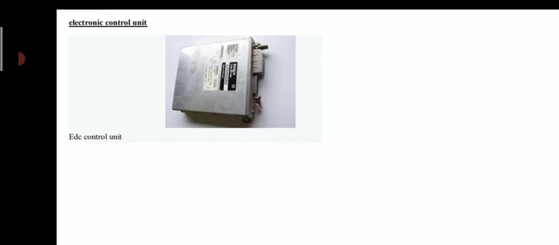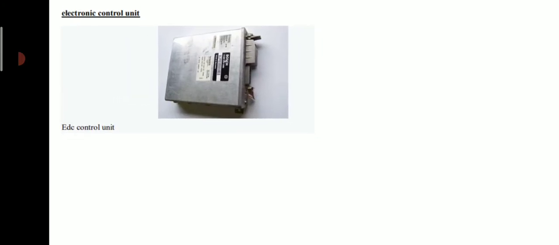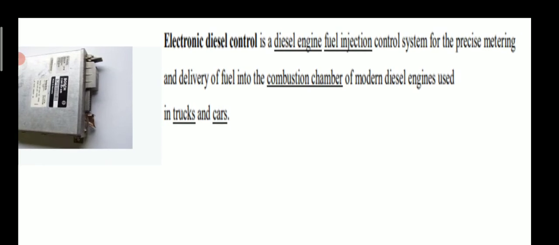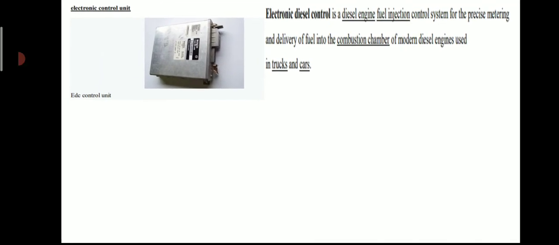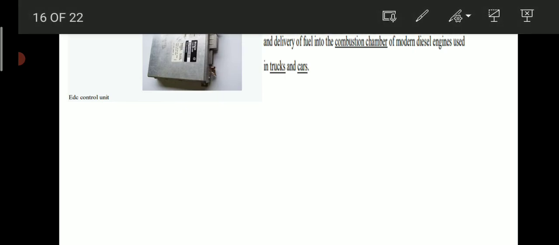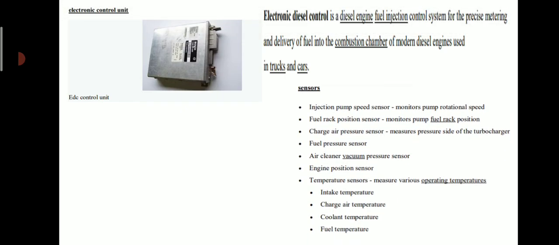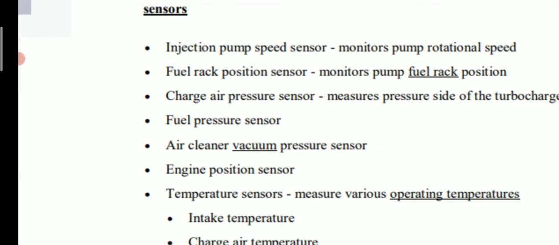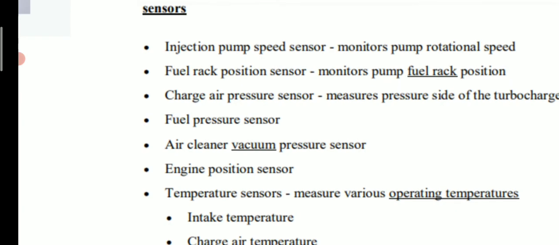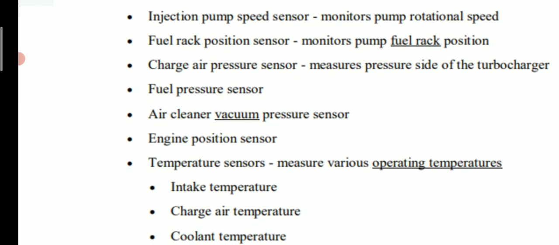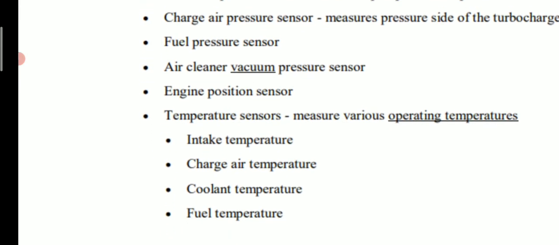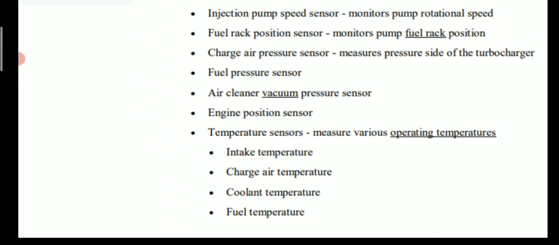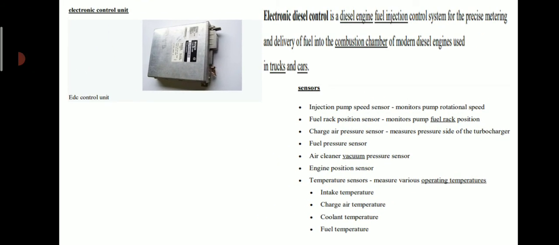Another example is ECU, electronic control unit. After that, here you can see the electronic diesel control, which uses electronic components. Sensors: injection pump speed sensor, fuel rack position sensor, charge air pressure sensor, fuel pressure sensor, air cleaner sensor, intake temperature sensor, charge air temperature sensor. All these sensors use electronic components.